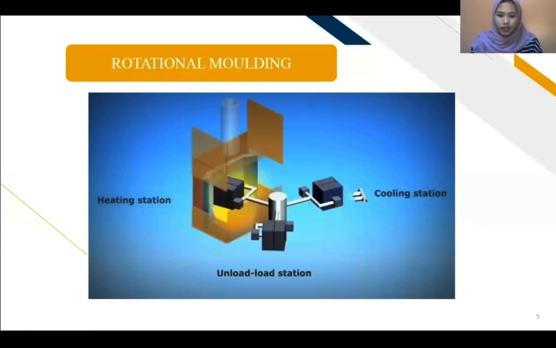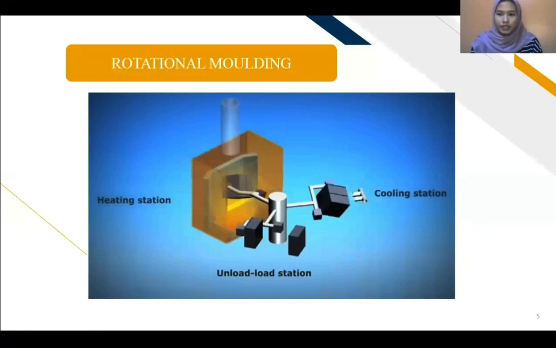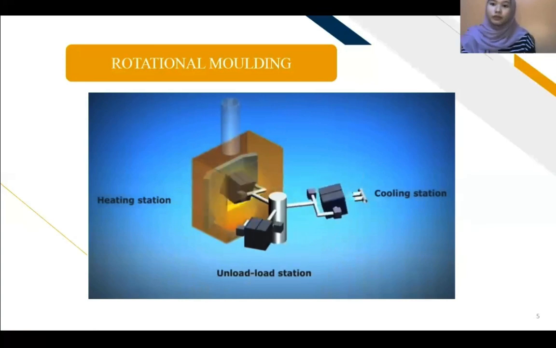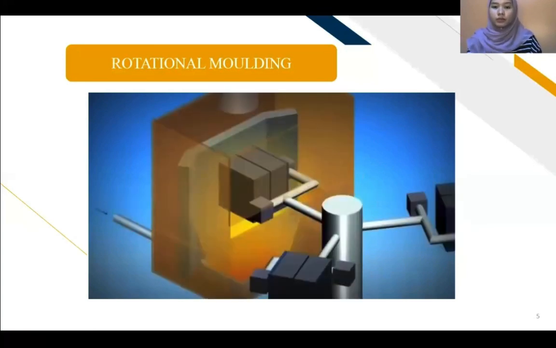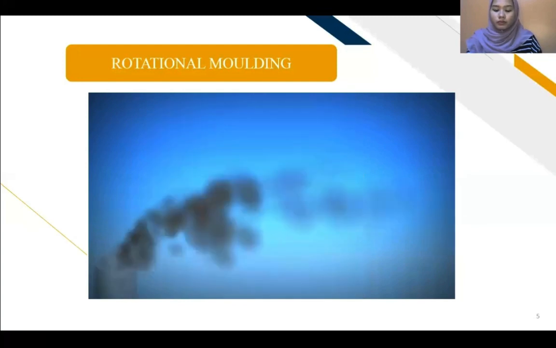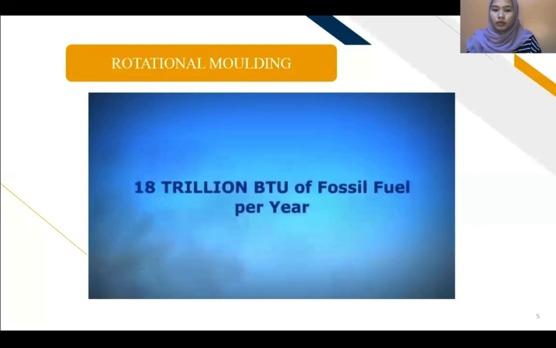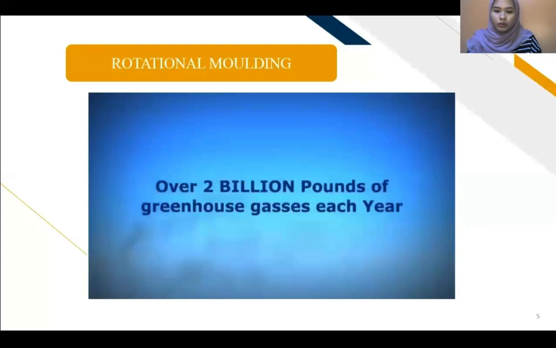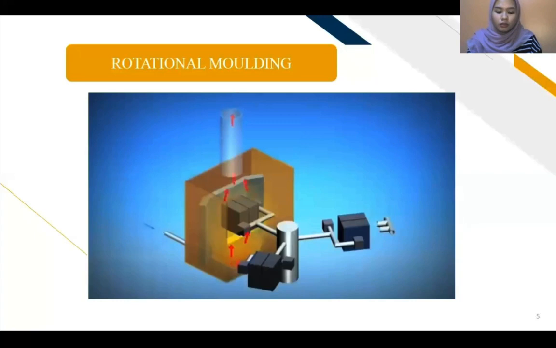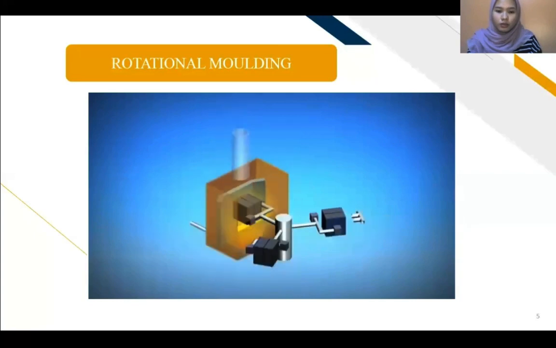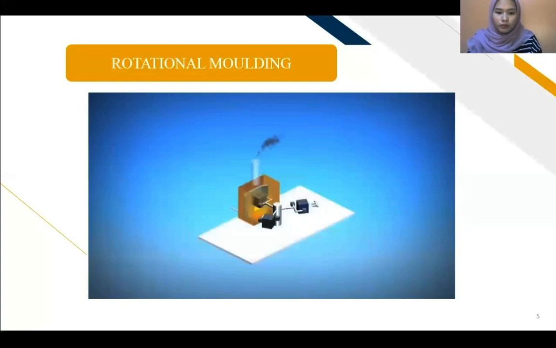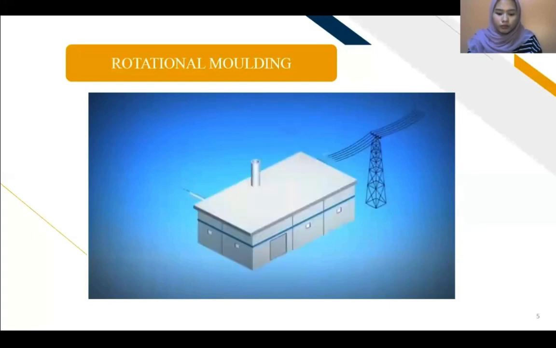But rotational molding has problems. It uses natural gas or sometimes kerosene for heat. Rotational molding burns over 18 trillion BTUs of fossil fuel and generates over 2 billion pounds of greenhouse gases each year. Most of the heat is wasted out of the oven chimney, and rotational molding equipment is big, heavy, and expensive, requiring a substantial factory building with an industrial gas and electric hookup.